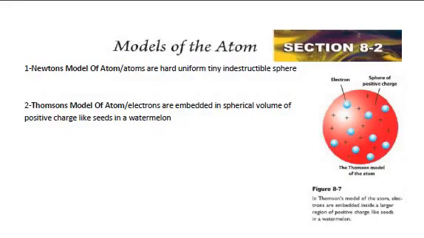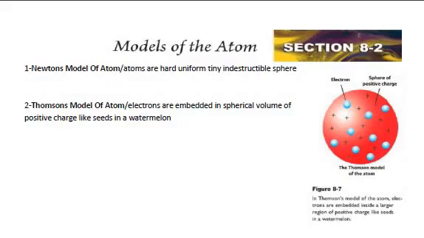Today we are going to start chapter 8, section 2. This section is about models of atoms. It describes the explanation of scientists according to the atoms. It starts from the oldest one until the latest.